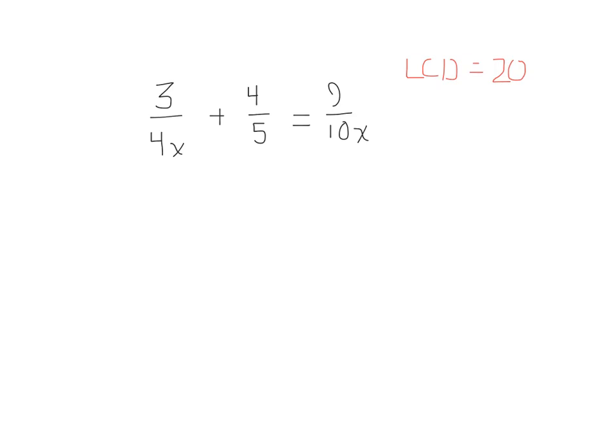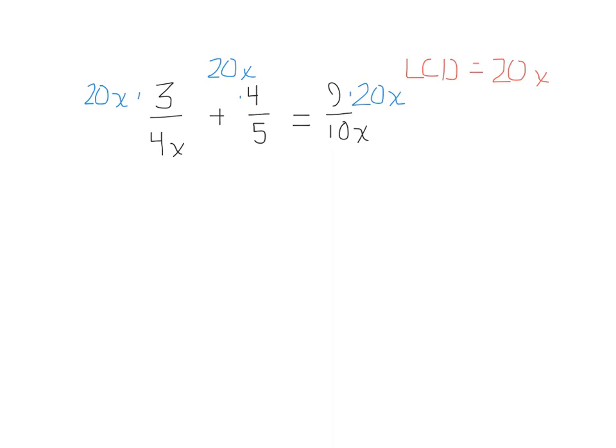But we also notice that there's an x in some of those denominators. So what we're going to need to do is multiply through, instead of getting common denominators, multiply through by 20x. So I'm going to multiply that first term by 20x. I'm going to multiply the second term by 20x. And I'm going to multiply the last term by 20x. Everything has to be multiplied by 20x.